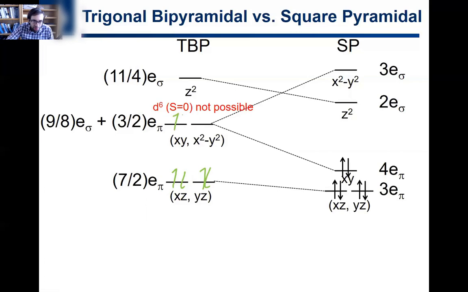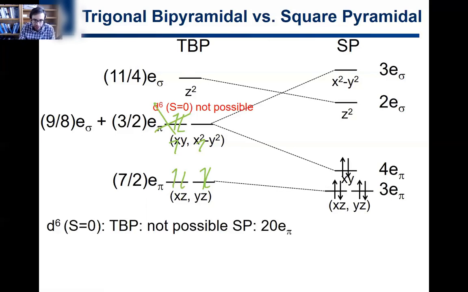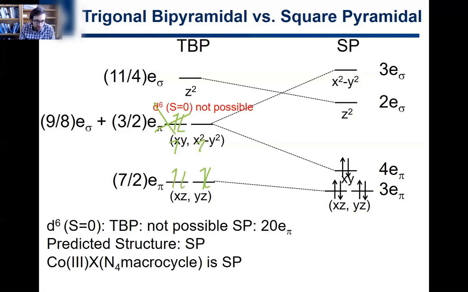And then if you try to pair it to make a singlet, you'd be violating Hund's rule, right? Because these are degenerate, so there's no reason. This is always going to be an excited state compared to a triplet, right, where you have that. So that's why you can't have a singlet d6 trigonal bipyramidal. Kind of interesting there. So you're going to be square pyramidal for sure. And there are some cobalt porphyrin or macrocycle complexes, okay? Macrocycles are complexing agents that are square pyramidal.